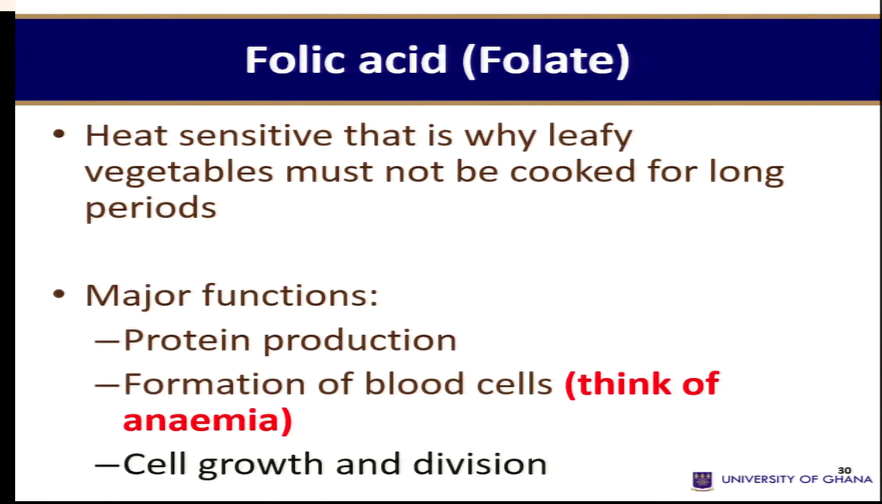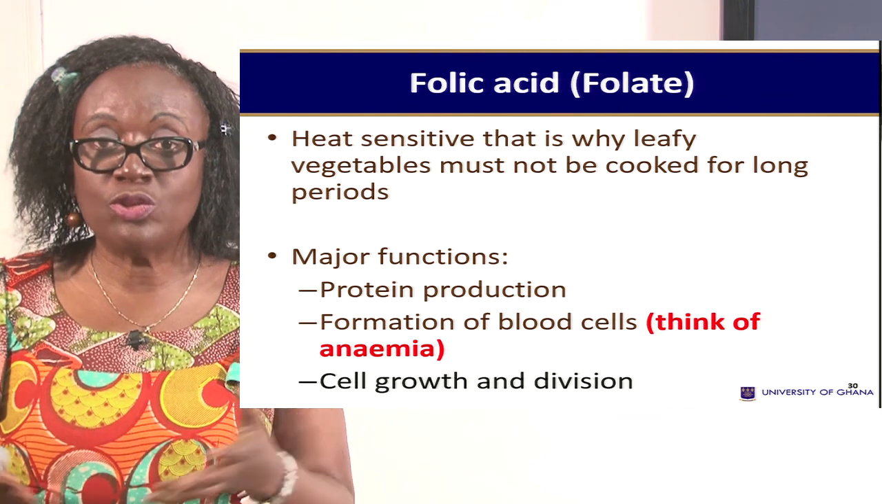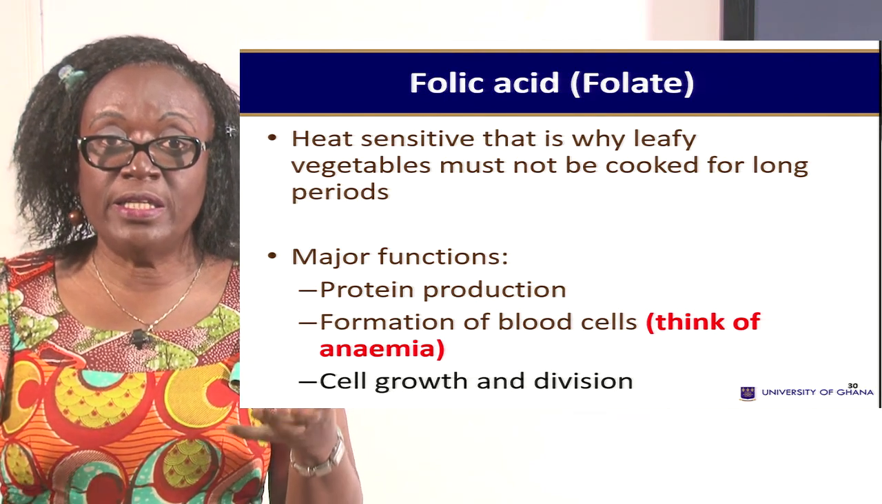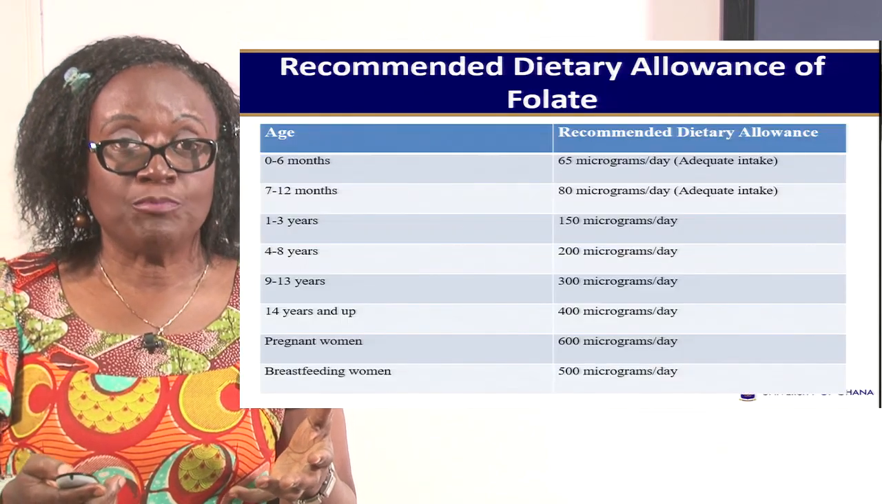But however, very heat sensitive. Therefore, when we overcook them, we destroy the folic acid. We destroy major functions, important in protein production. So DNA synthesis, it is very, very important. Folic acid is important in DNA synthesis, protein production, formation of blood cells. So without folic acid, blood formation cannot go on, erythropoiesis, and that will lead to anemia, macrocytic anemia. So folic acid is very, very important.